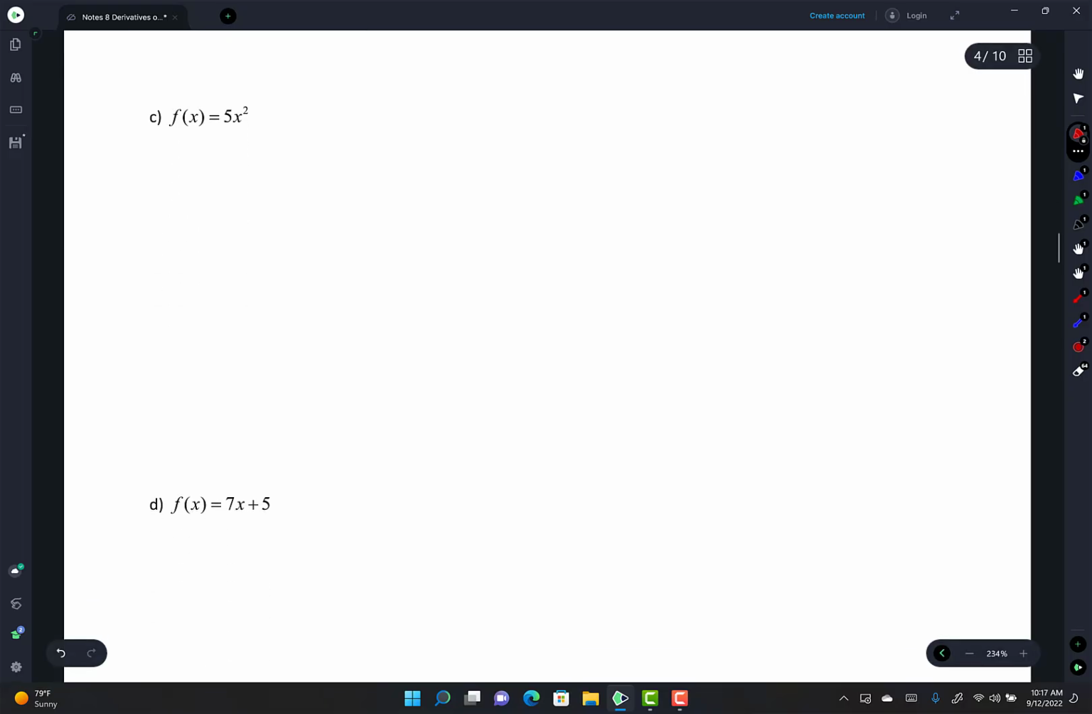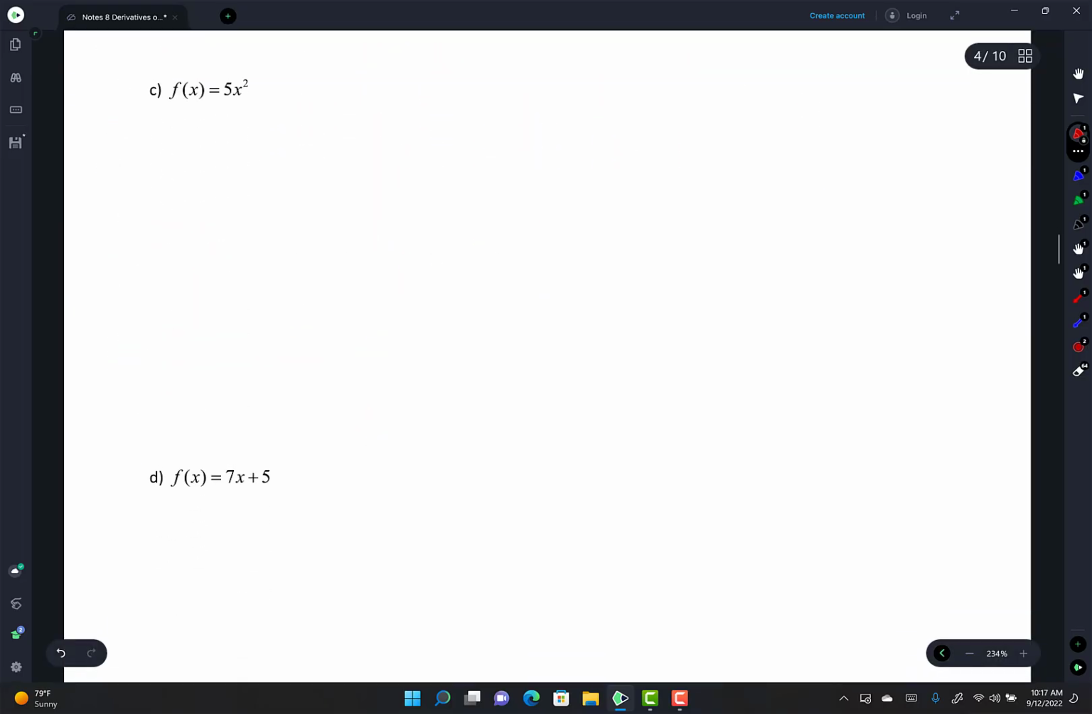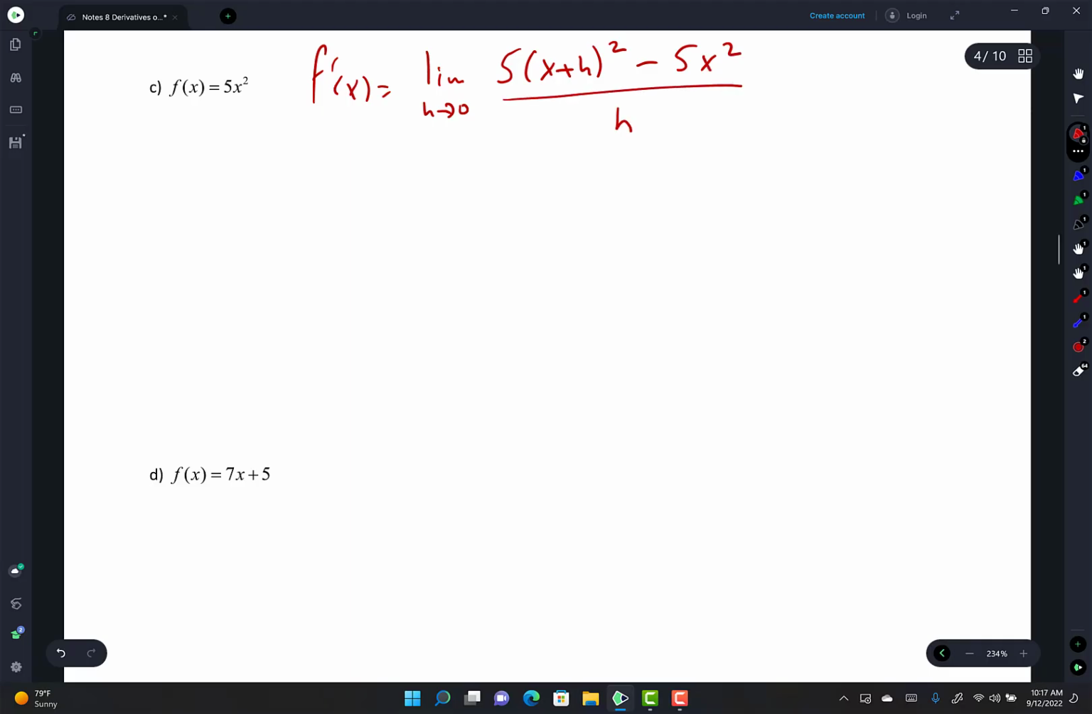All right, here we go. Ready for letter C? We're at negative 1 over x squared. Here we go, guys. F prime of x is equal to limit as h approaches 0. 5 parenthesis x plus h close it squared minus 5x squared all over h.